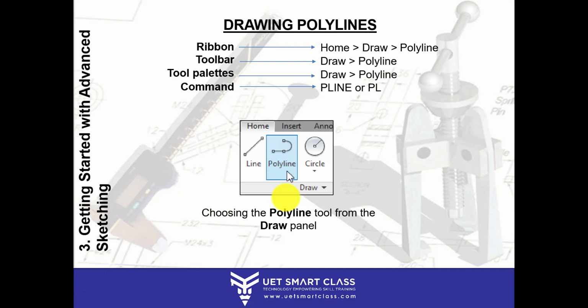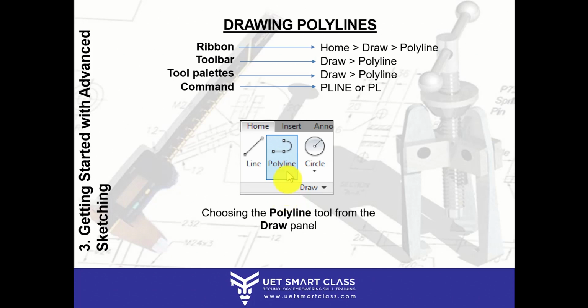like line, if we draw a rectangle through a line, all the four lines, that is length, width, the opposite sides, all are different entities. But when I draw the same rectangle with polyline, it will be a single object. Alright, that's why I said it's a sequence of segments.